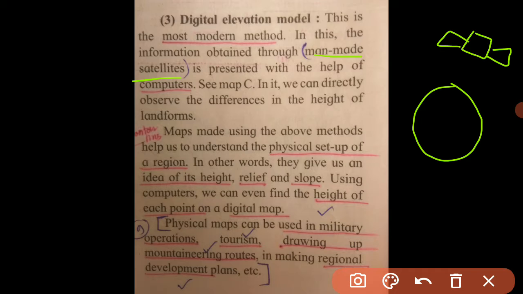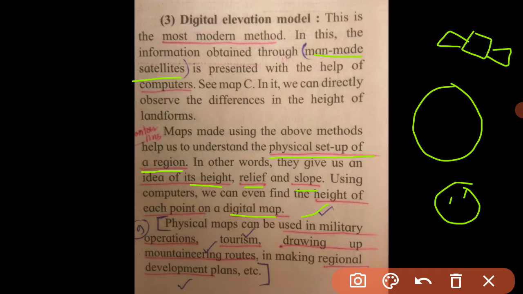Maps made using the above methods help us to understand the physical setup of a region, how the region is located and where it is located. In other words, they give us an idea of its height, relief, and slope. Using computers, we can even find the height of each point on a digital map, with the help of this method.